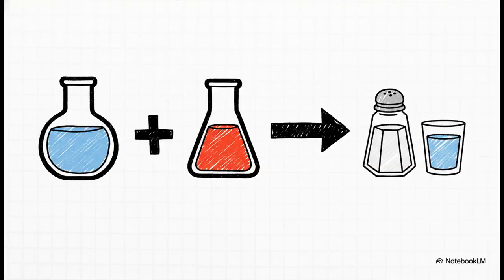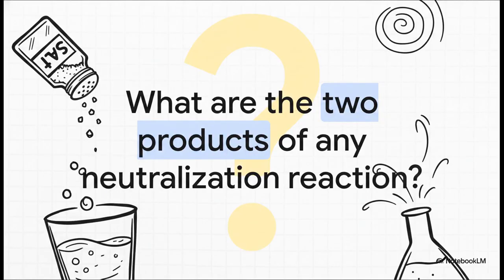This simple equation is the golden rule. It doesn't matter which acid or which base you use, they always neutralize each other. The hydrogen ions from the acid and the hydroxide ions from the base get together and form two totally new things, and the products are always the same. Okay, quick pop quiz. You remember what those two products are? That's right, a salt and plain old water.